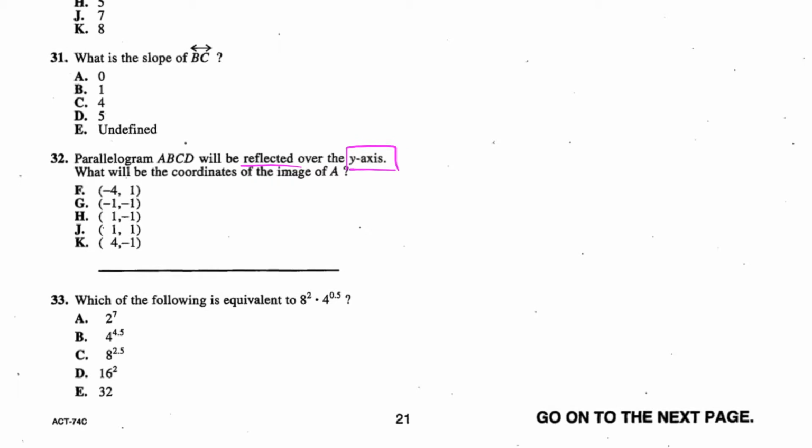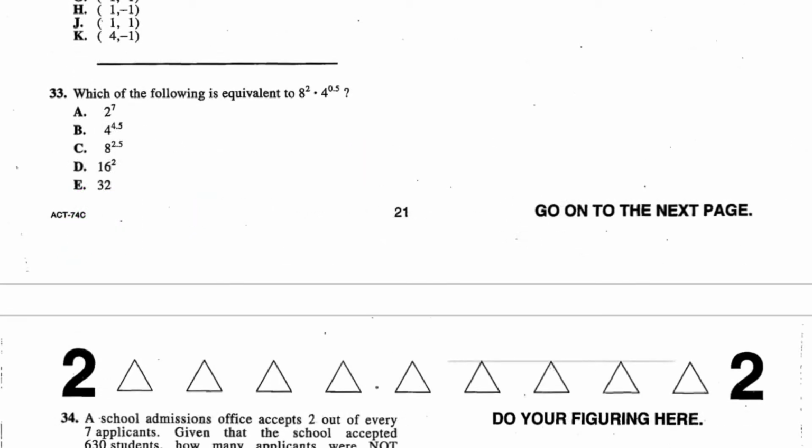So if we look at the answer choices, we can do process of elimination. Even though we know that the answer is (1, 1), we can look at the x values here and see that it can't be negative, so those can't be the answer choice. And we also know that the y value doesn't change, so it won't be negative 1 here. The answer is J. Number 33 is a number and quantity question, and we are working with exponents.